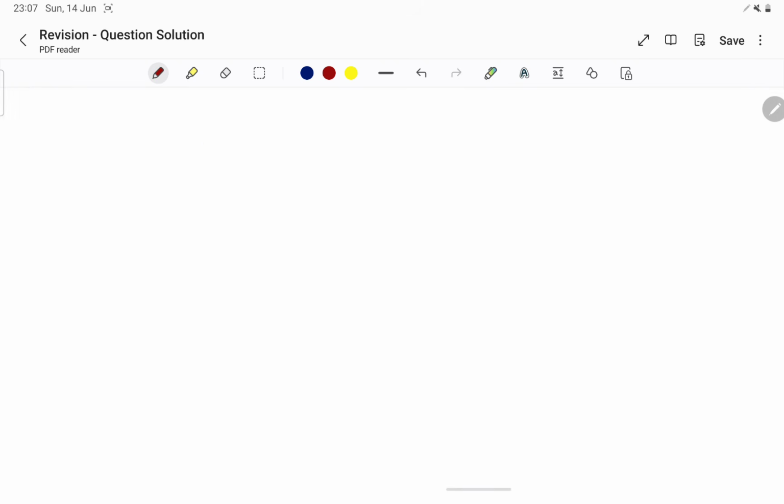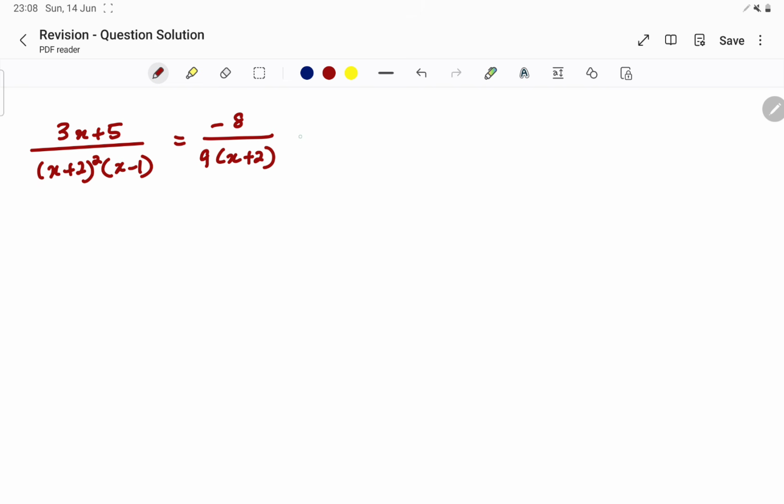Okay, so from here you have 3x plus 5 divided with x plus 2 square, x minus 1 equal to a over x plus 2. A is equal to negative 8 over 9. Okay, negative 8 over 9 x plus 2. B you got 1 over 3 just now. 1 over 3x plus 2 square. And then C we have 8 over 9. So plus with 8 over 9x minus 1.